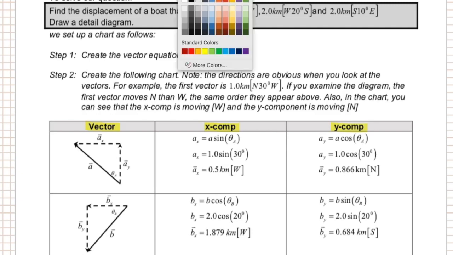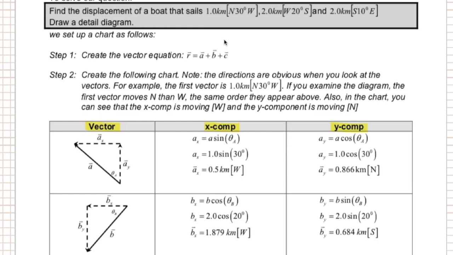One of the most common mistakes is getting the order of the components wrong. So let's take a look at the first one. We know that it has a magnitude of 1 kilometer, but here is how you draw it. North first, then you go west. So you start north, then you go west. Let's sketch it out. Go north, then you go west. And as you can see, your vector A is north, 30 degrees west.